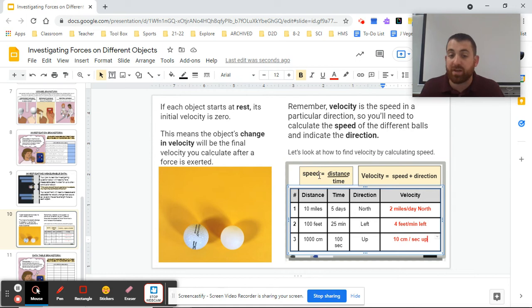So notice we first had to figure out how far the object traveled. We then had to figure out how long it took. We would divide that distance by time, and we would add the direction it's going, north. And we would create this table to show those calculations.